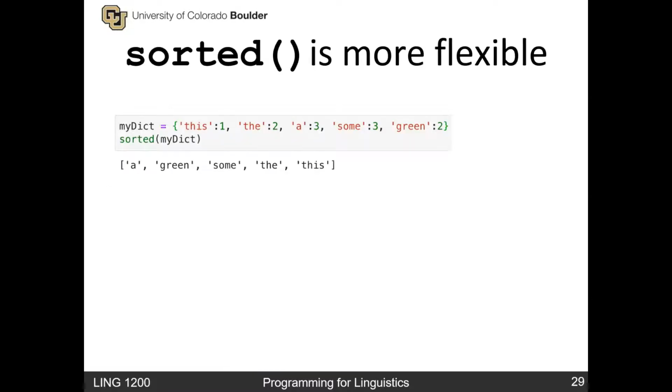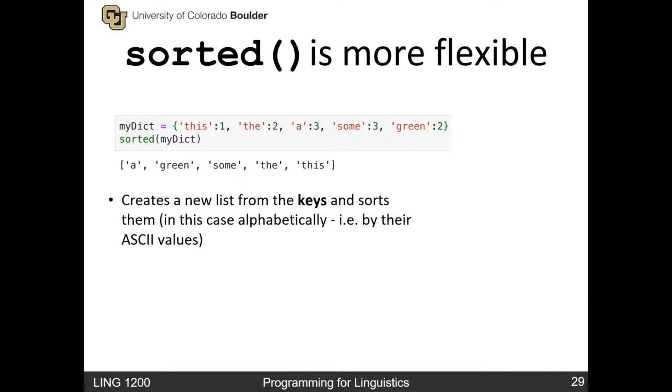So sorted runs on any iterable, anything that you can loop over. If you call it on a dictionary, this is what you'll get back, a list of sorted items. And notice what happened here. Perhaps not entirely surprising based on what we know about loops and dictionaries, it created a new list only from the keys. It sorted them and returned them as a sorted list. In this case, it was alphabetically. And remember, we're doing this by the ASCII values. So if you have capital letters, you're going to get weird stuff going on, right?